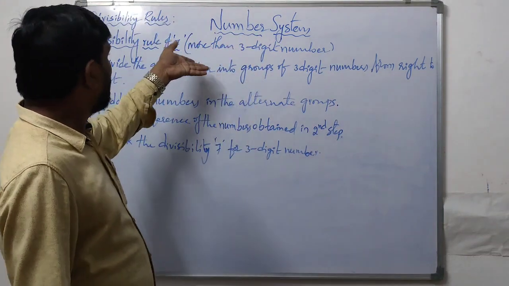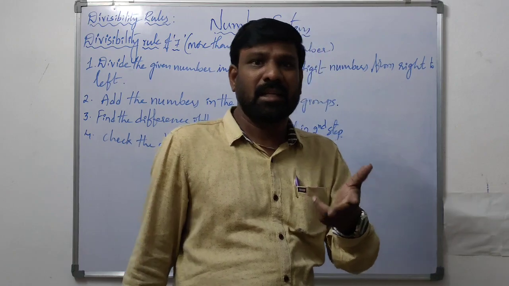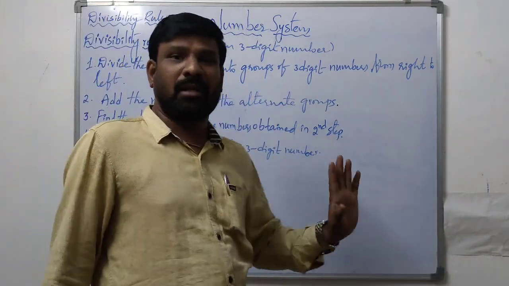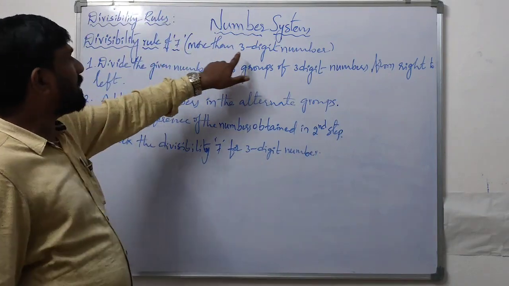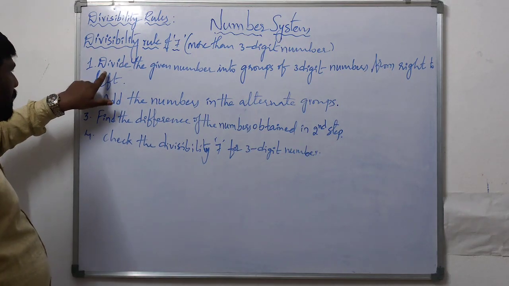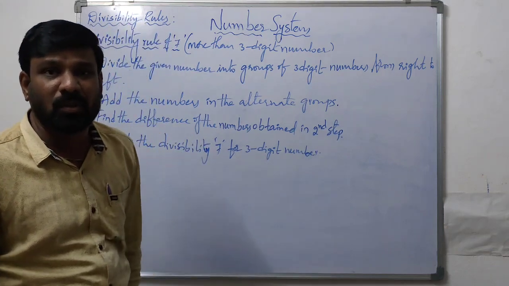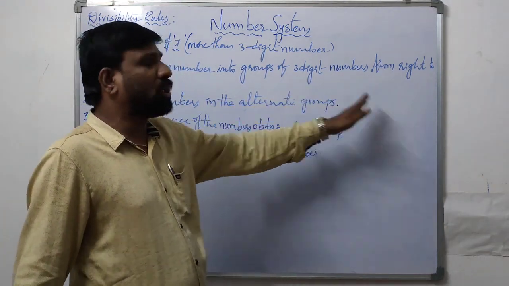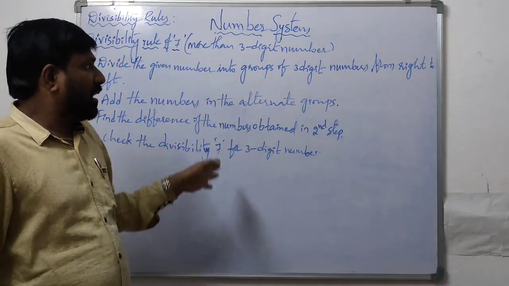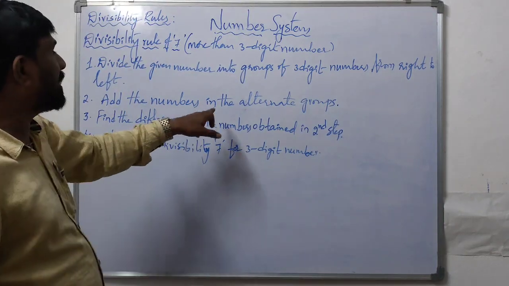Now when the number has more than 3 digits, how do we find the divisibility rule? Please look here. When the given number has more than 3 digits, what do you have to do? First, divide the given number into groups of 3-digit numbers. Divide the given number into groups of 3 digits from right to left. Right? Next, after grouping it, what do you have to do? We have to add the numbers in the alternate groups.